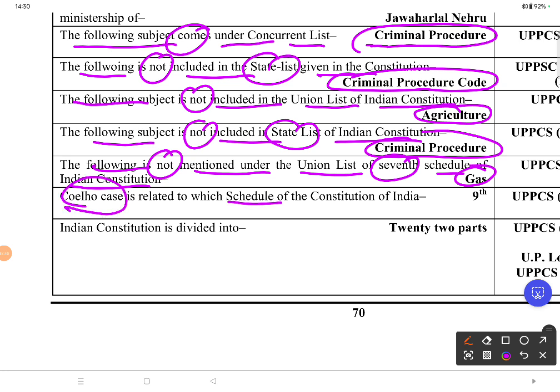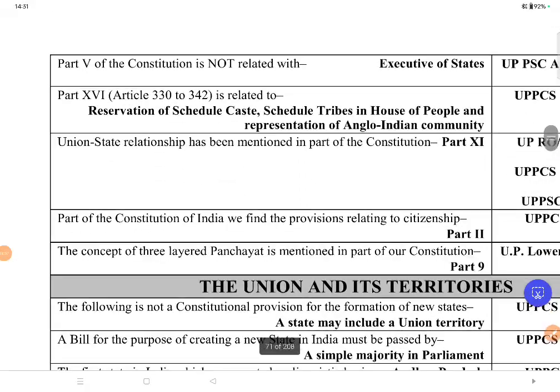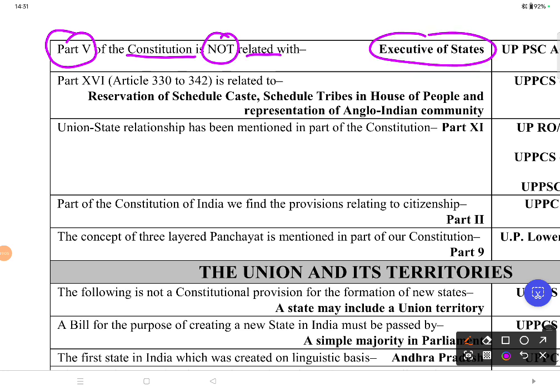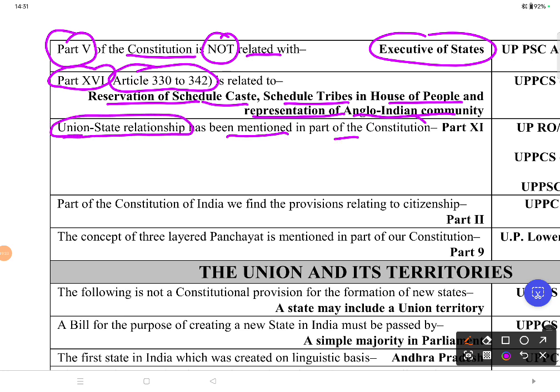Coelho case is related to which schedule of the Constitution of India? 9th. The Indian Constitution is divided into 22 parts. Part 5 of the Constitution is not related with the executive of the state. Part 16, Articles 330 to 342, is related to reservation of scheduled castes and scheduled tribes in the House of the People and representation of the Anglo-Indian community. Union-state relationship has been mentioned in which part of the Constitution? That is part 11.